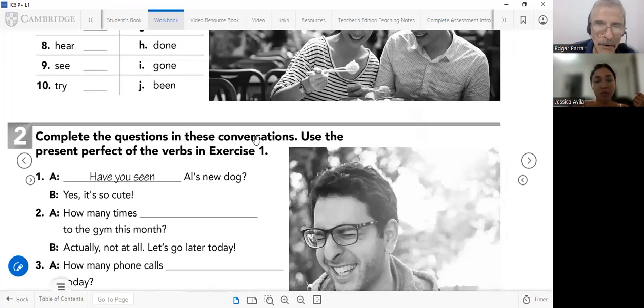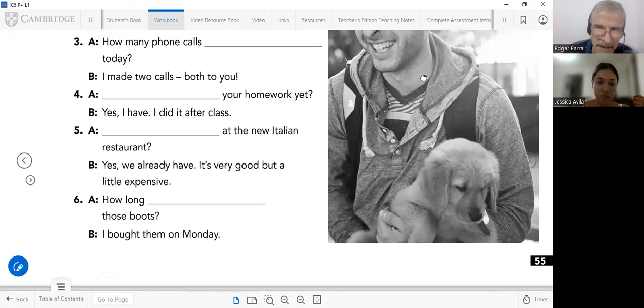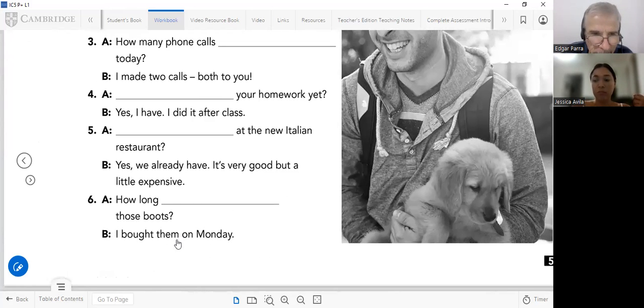Well, according to this, you have to use the present perfect tense of the verbs. But I would not include the present perfect in this situation because in this action there is a specific time. You see, I bought them on Monday. So, how would you ask this question? How long ago?